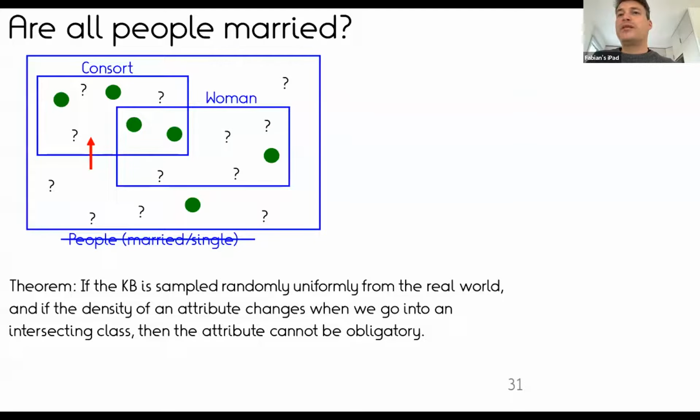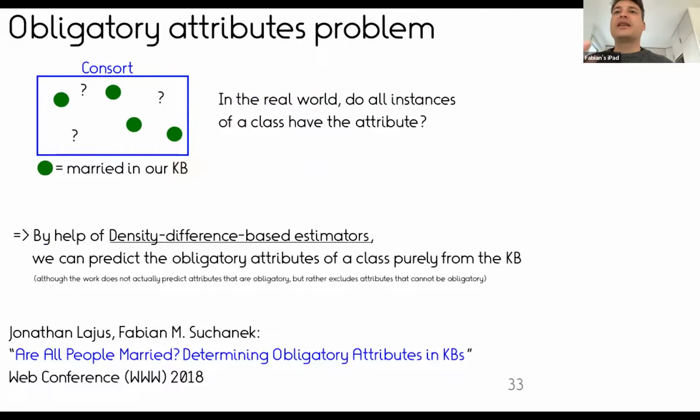Is it obligatory for women? Well, no, because if we walk into the intersecting class of women consorts, the density increases, and that means it cannot be obligatory for women. And this gives us a mechanism that tells us whether an attribute is obligatory in the real world, whether all subjects have that attribute. And this works by density estimators that simply check whether an attribute changes its density. This approach is based on a number of false assumptions, but it works sufficiently well in practice.